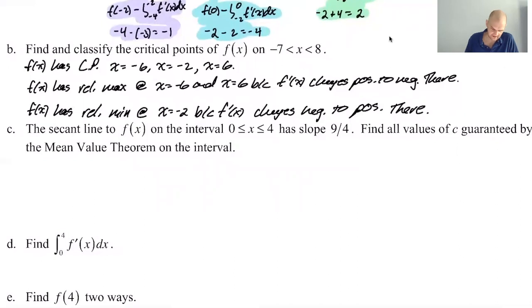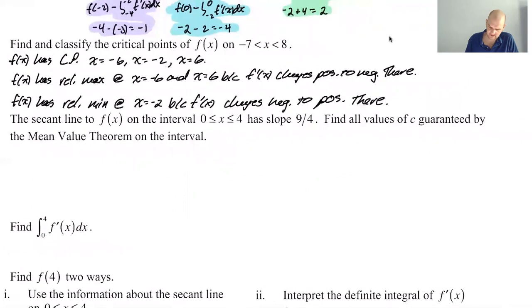The secant line to f of x on the interval from 0 to 4. So the secant to f of x has a slope of 9/4. Find all values of c guaranteed by the mean value theorem on the interval. Okay, so the function is definitely differentiable because the derivative exists everywhere, and therefore continuous. So the mean value theorem applies.